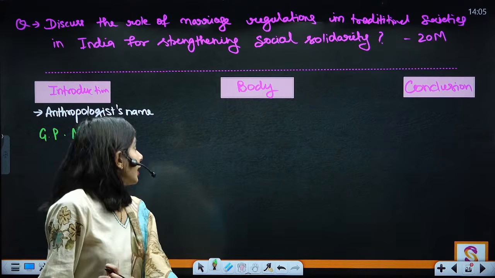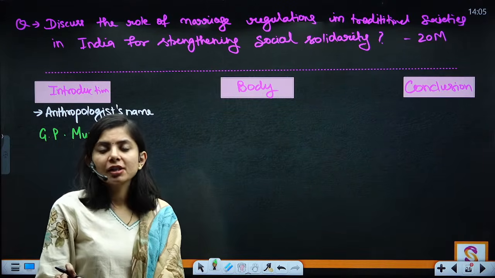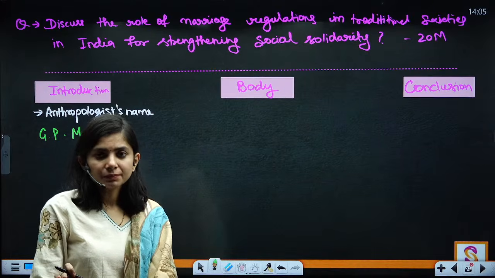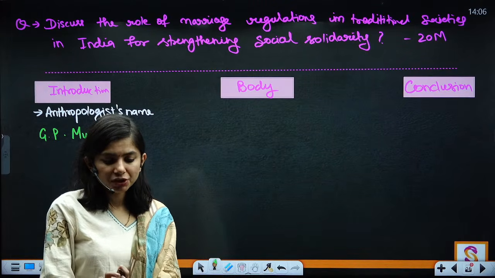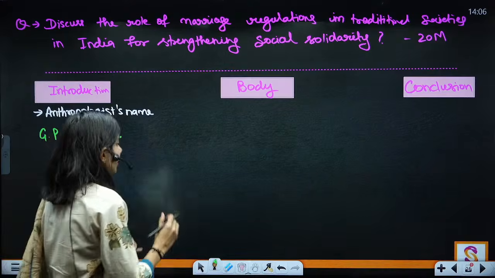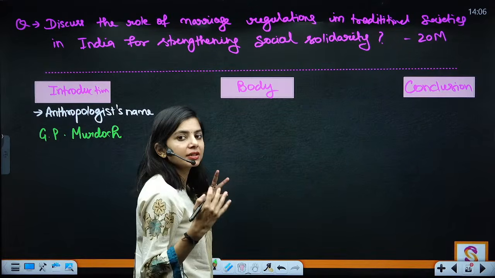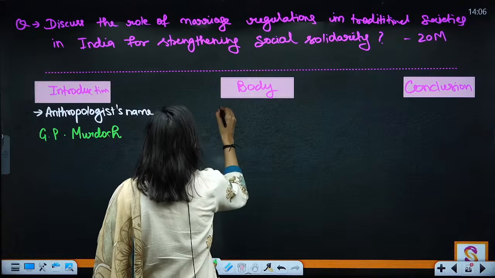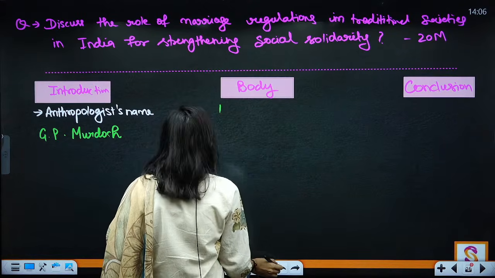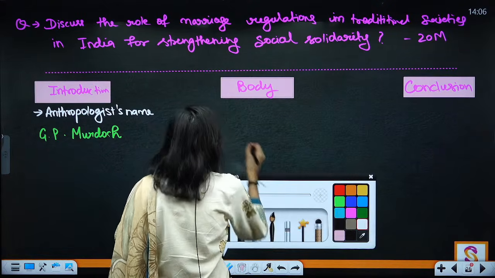Then, heading towards the body. The body should be divided into two parts as per the demand of the question. The first part should mention the marriage regulation in a diagrammatic format. So here first we would be mentioning marriage regulation.